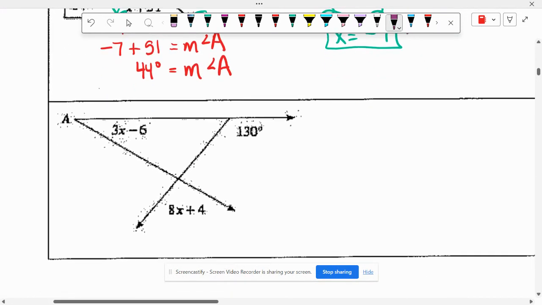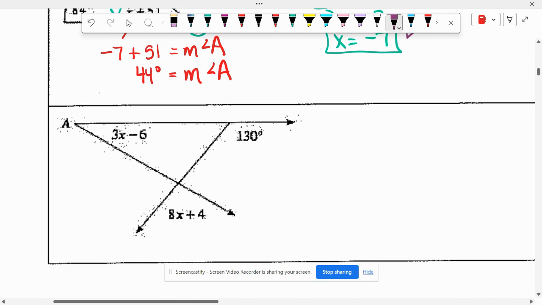So let's look at the next one. Tell me some things that I know. What are some measurements that I can fill out? What do I know about this right here?